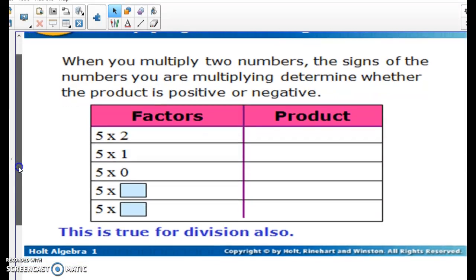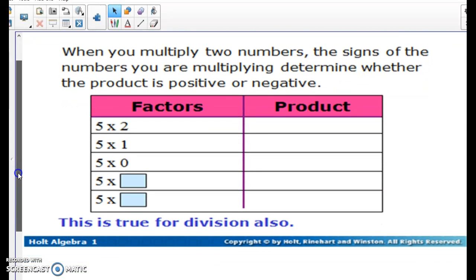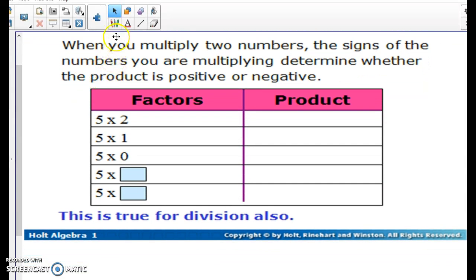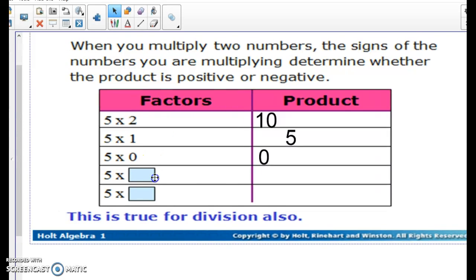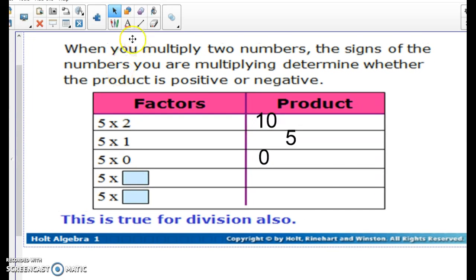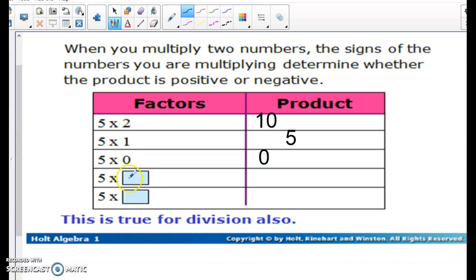So kind of like what we talked about in class with powers, it makes sense with negative numbers. If I have 5 times 2, that's 10. 5 times 1 is 5. 5 times 0 is 0. So it follows the pattern of what's going to be next. So 5 times a negative 1 is going to end up being a negative 5.